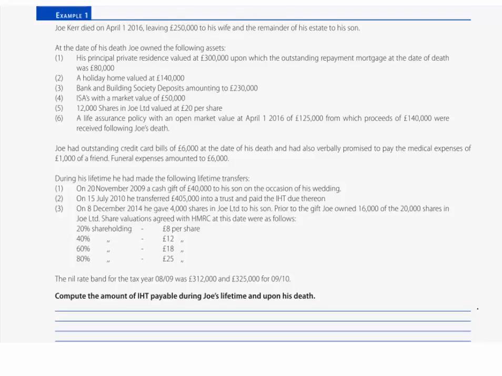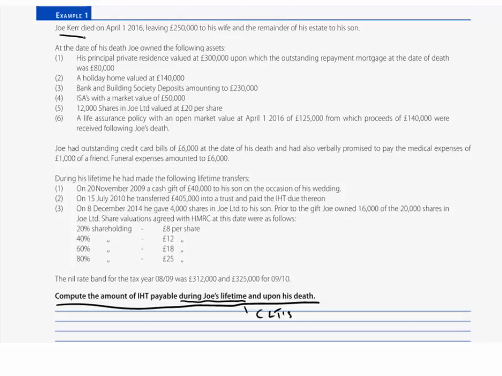The only difference being is that instead of just a requirement here, compute the amount of IHT payable during Joe's lifetime and upon his death, if it was section B, we'd have 5 individual objective testing questions specific to the information provided. But here, the full-blown exercise to do. Now, looking at the requirement, the amount of IHT payable during Joe's lifetime. That immediately therefore means that there must be a CLT or CLTs, and upon his death.